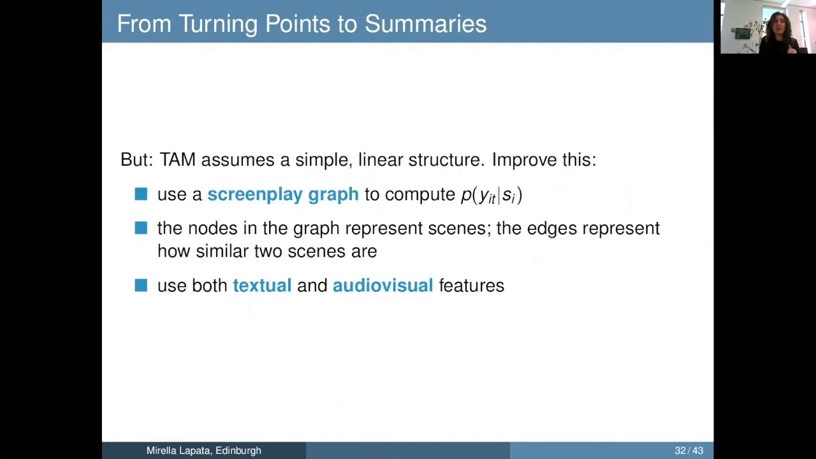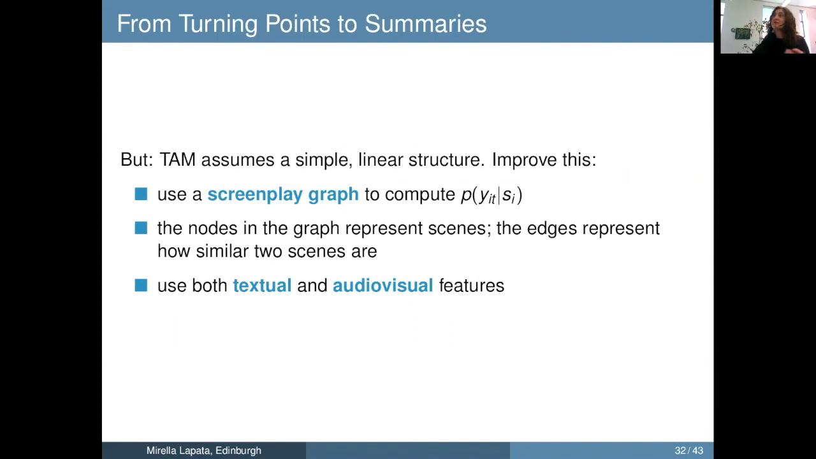So let's see how we will do this. And there is a problem, which is that so far I'm assuming a simple linear structure. And I'm not happy with this because movies are not linear, and because there are dependencies between scenes.